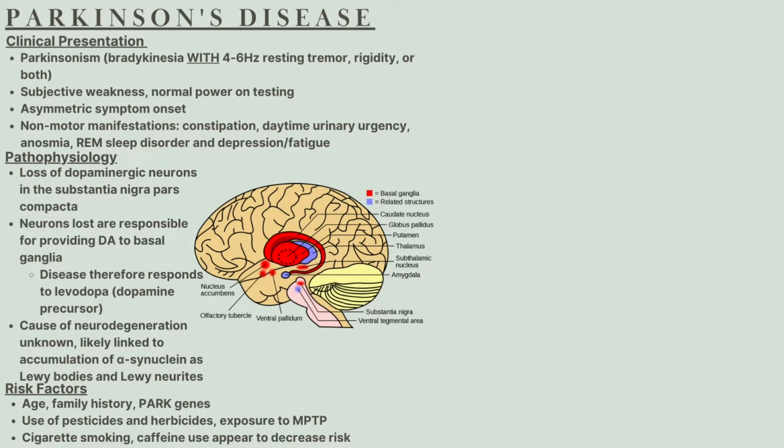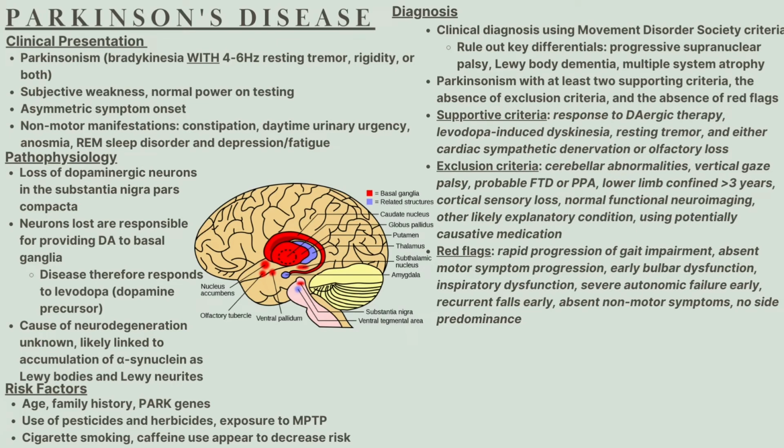to be minimal. The diagnosis of Parkinson's disease is a clinical diagnosis based on the criteria from the Movement Disorder Society. The criteria aim to rule out some of the key differentials for Parkinsonism, such as progressive supranuclear palsy, Lewy body dementia, and multiple system atrophy. The diagnosis of Parkinson's disease requires the presence of Parkinsonism, in addition to 2 supporting criteria and an absence of exclusion criteria, as well as no red flags.